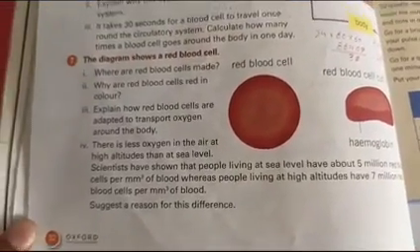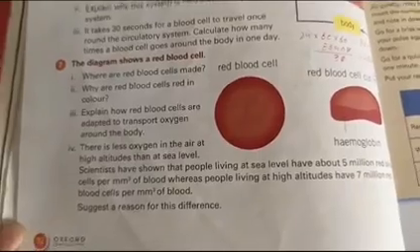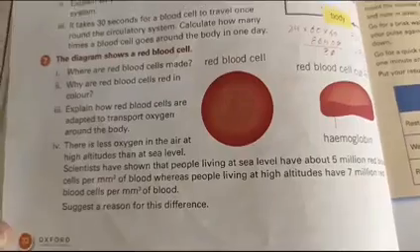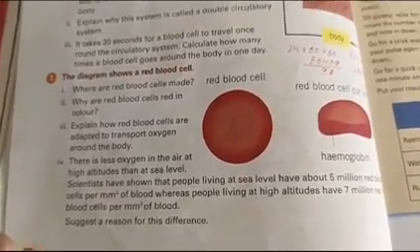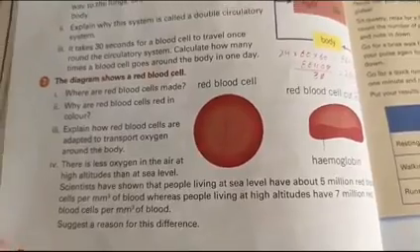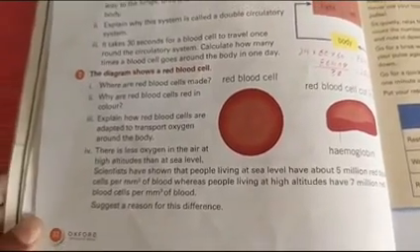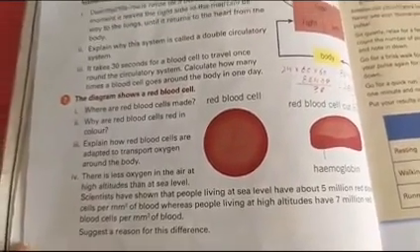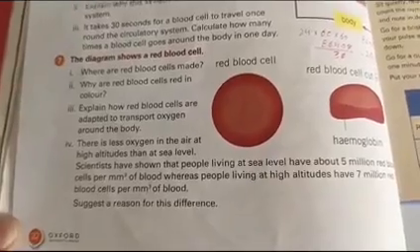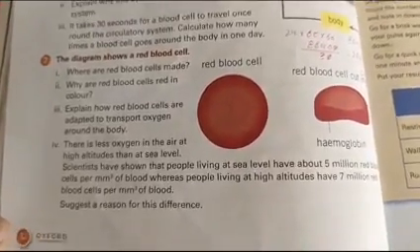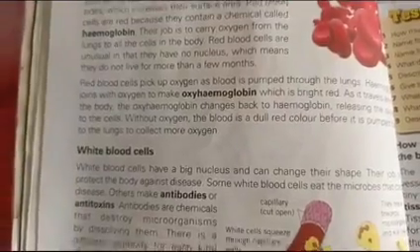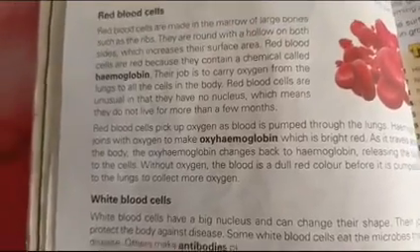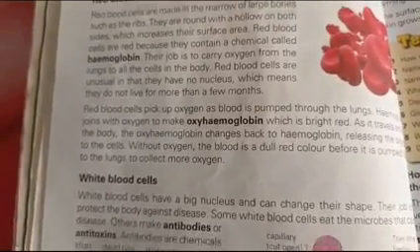Question number 7. The diagram shows a red blood cell. Very first, where are red blood cells made? They are made in bone marrow. Statement 2: why are red blood cells red in color? Because they contain a red chemical known as hemoglobin, so they are red. Statement 3: explain how red blood cells are adapted to transport oxygen around the body. Attempt the third question. You have to come to page number 24. Look at the second paragraph of red blood cells and attempt this question.